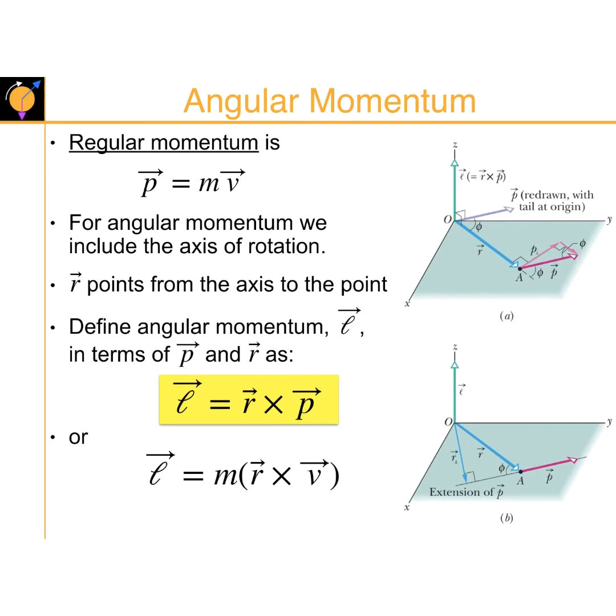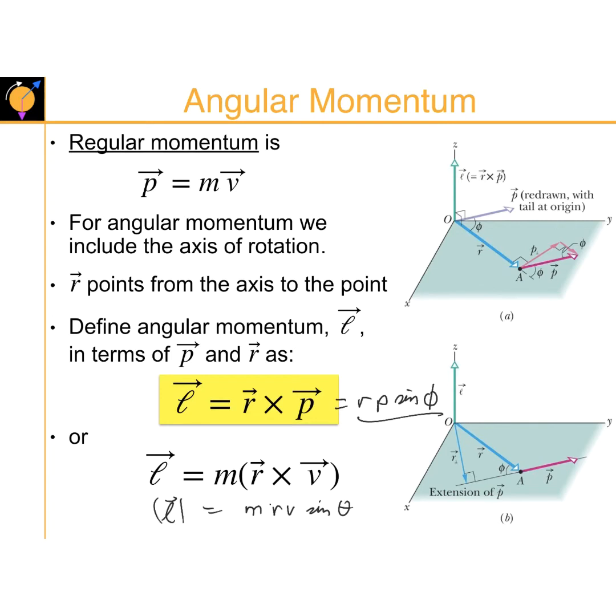One way to do the magnitude of a cross product is r times p times the sine of the angle between them. If you write p as mv, we end up with this. This is just the magnitude, not the vector. The magnitude of L could also be m r v times the sine of the angle between them. So this is our definition for the angular version of the momentum.